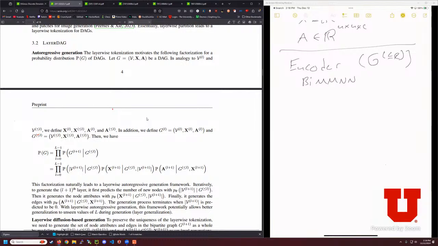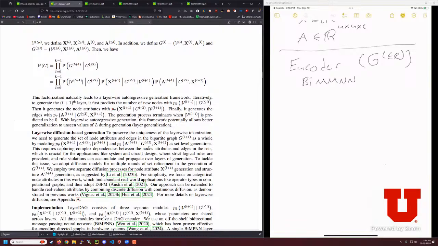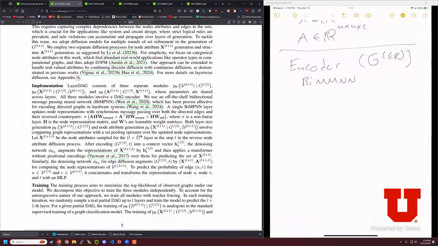All right. And you mentioned that their network is based on what? On the message passing, the graph neural network. So their implementation is a bit strange, but they basically use a bidirectional message passing neural network. And then they use a transformer, which I believe is just the encoder layer of a transformer. And then they'll use some sort of multi-layer perceptron. And that's it.